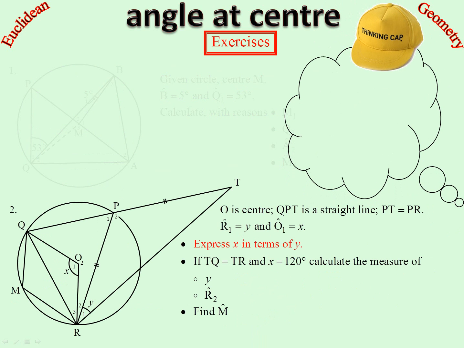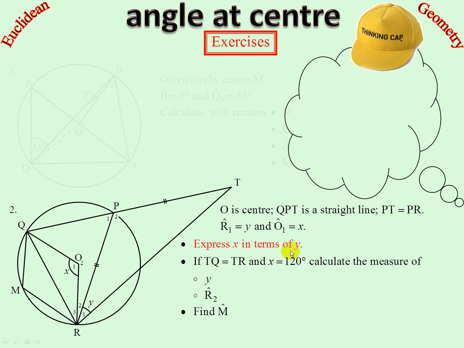Number 2. O is the center. QPT is a straight line. PT equals PR. Alright, so it's an isosceles triangle. So we could start saying, oh, therefore this equals that, that equals that, etc. But that's just confusing if you start filling up the figure with equal marks. Rather use your thought process, use your treasure hunting to go back as from the first video on this topic. Express x in terms of y.